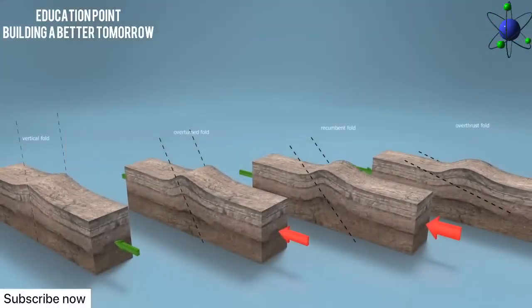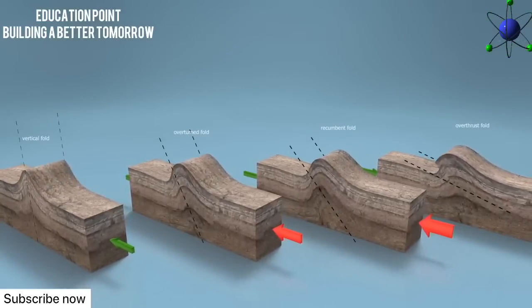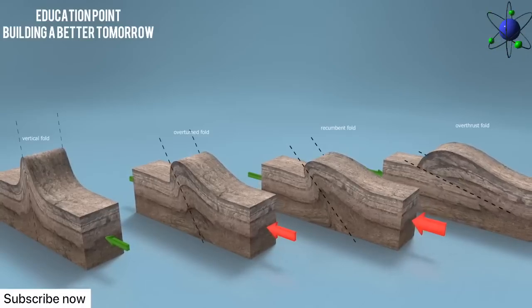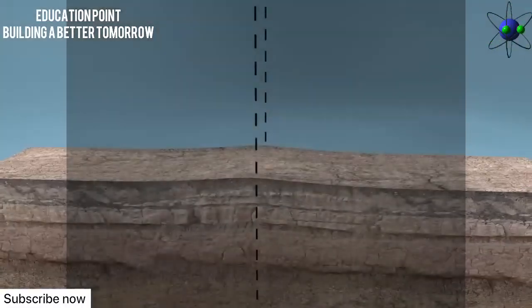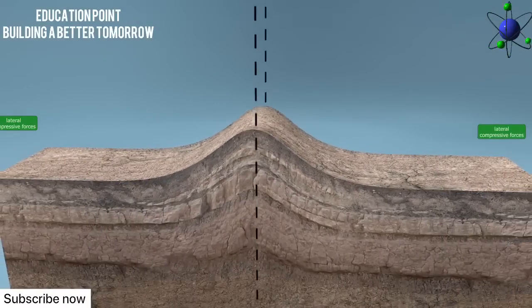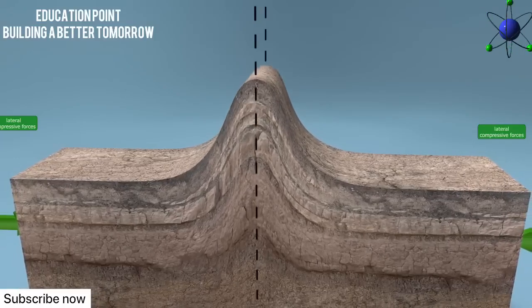Lateral compressive forces acting on plastic rock cause the rock layers to move upwards or downwards and thus to form anticlines and synclines. Sometimes the compressive forces are equal. When this occurs, a symmetrical fold is formed. This is also called a vertical fold.